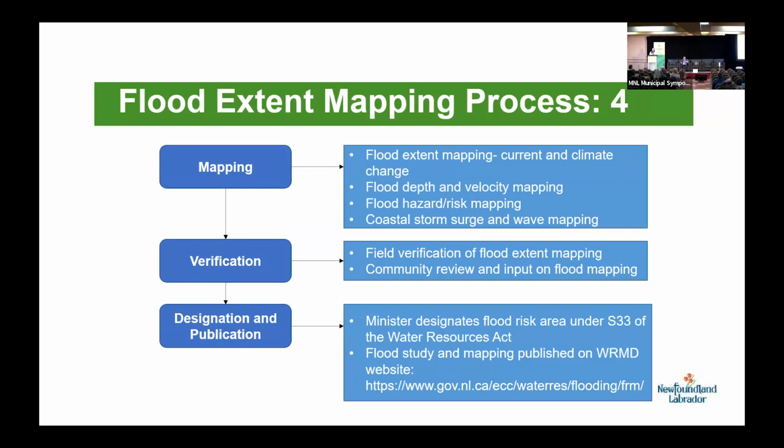Then you produce your mapping. So you get mapping for your 1 in 100 and your 1 in 20 annual exceedance probabilities for those flow levels. Then we go back to the communities and we verify the mapping with the communities. Does this look like what you've seen during past flood events? There might be certain areas where the model might need to be refined. So you go back and you fix that up.